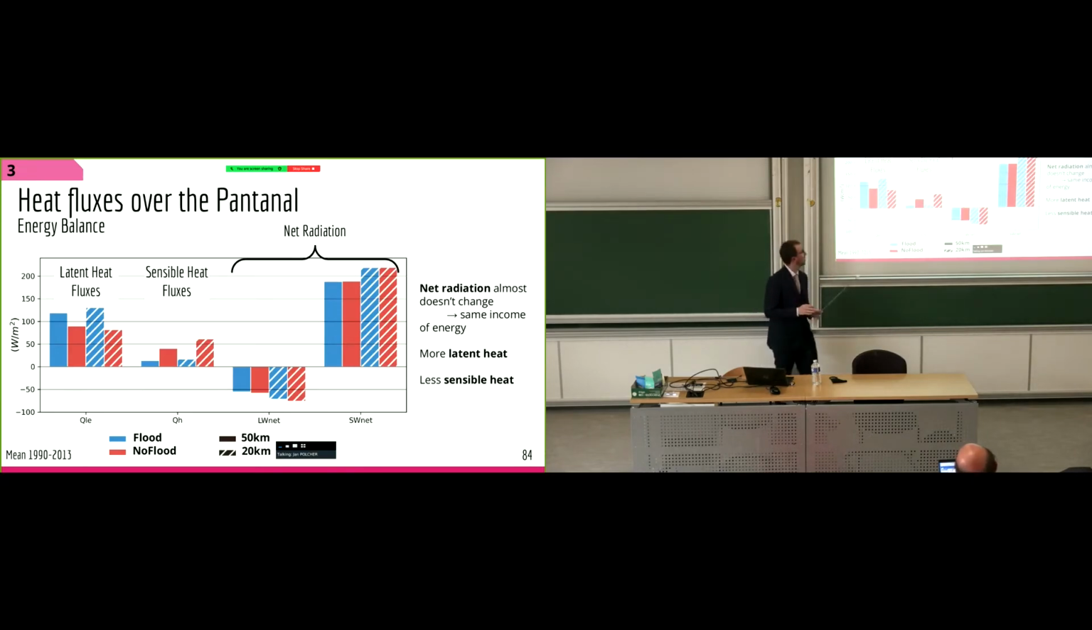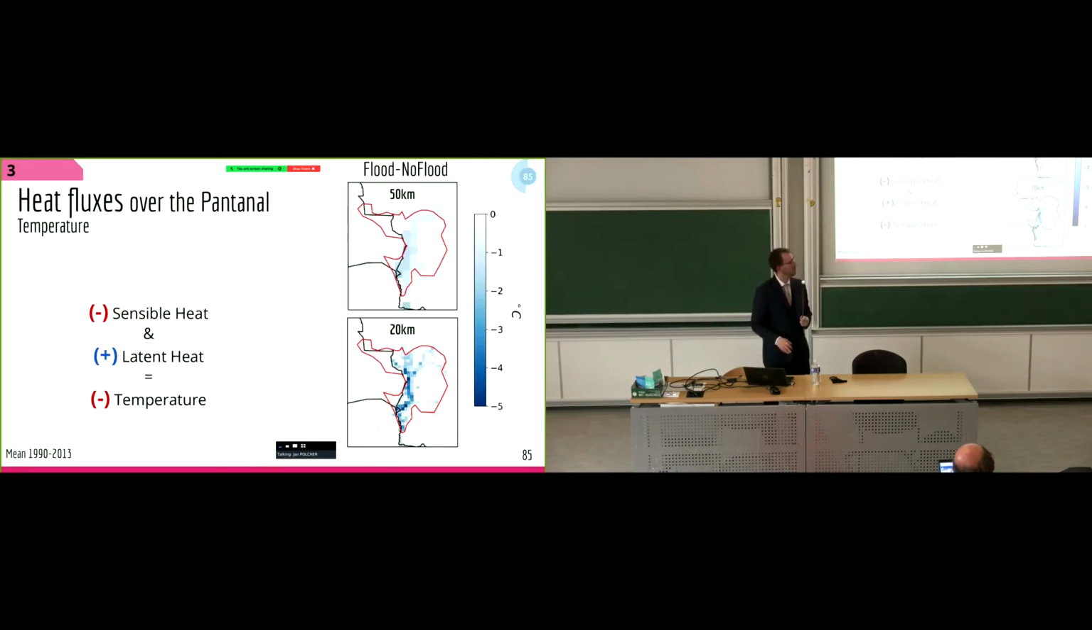So now looking at the energy balance, we have an increase of evapotranspiration, and therefore we have an increase of latent heat fluxes. If we look at the long wave and short wave net radiation, you can see that there are almost no differences between the simulation with floodplains and without floodplains. So in the balance, you have a redistribution of the fluxes with higher latent heat fluxes and lower sensible heat fluxes. And these lower sensible heat fluxes have an impact on the temperature, so we will have lower temperature over the most flooded part of the Pantanal. The temperature decrease can go from 1 to 3 degrees in the most flooded parts.